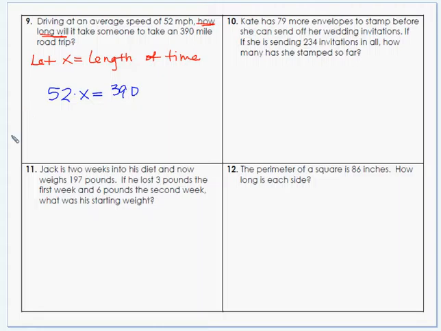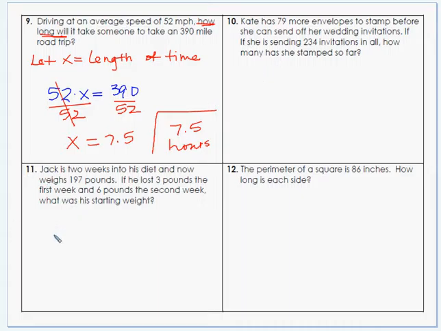Now for us to solve, we're going to divide both sides by 52. And when we do this, we get that x is equal to 7.5. Now being that this is time, this is the amount of hours that it took this person to drive.